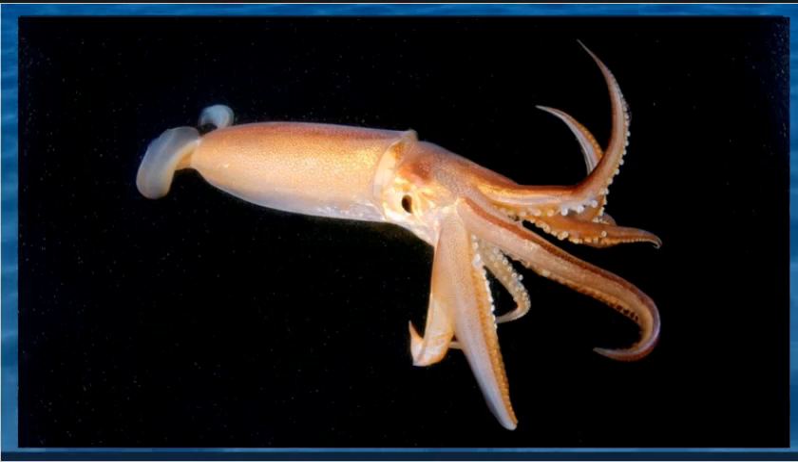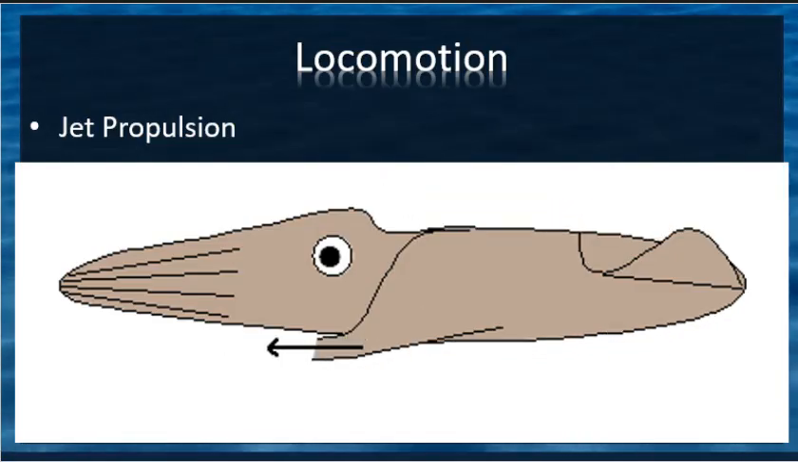Notice they don't have a shell on the outside of them, so it's kind of weird that they're in the same group as these guys. But they do have something on the inside. It's not a skeleton, but it's a little firm structure called a pen, P-E-N, that gives them a little bit of structure. Oh, also they can move very, very well. I'll show you a picture in a second.